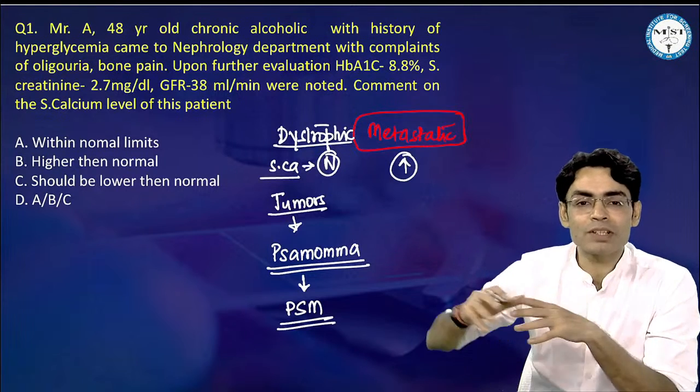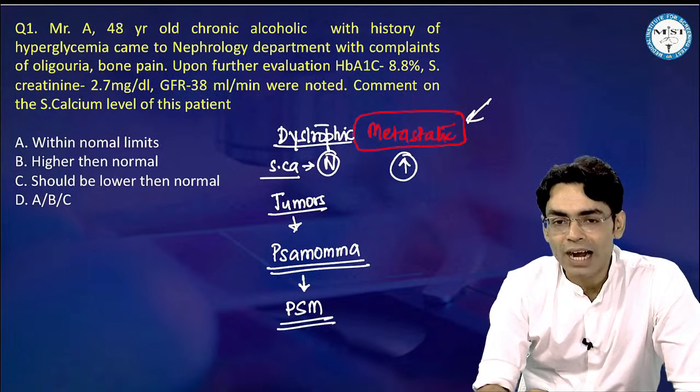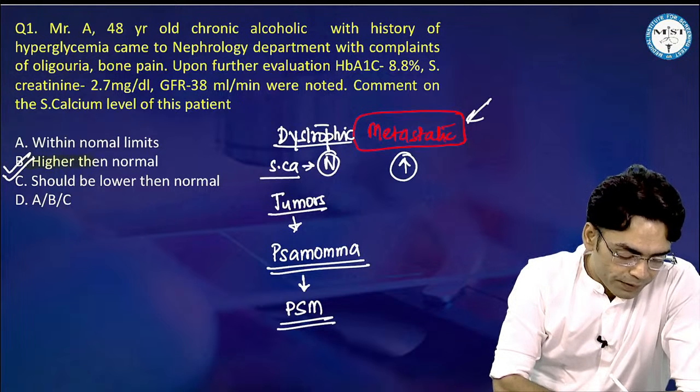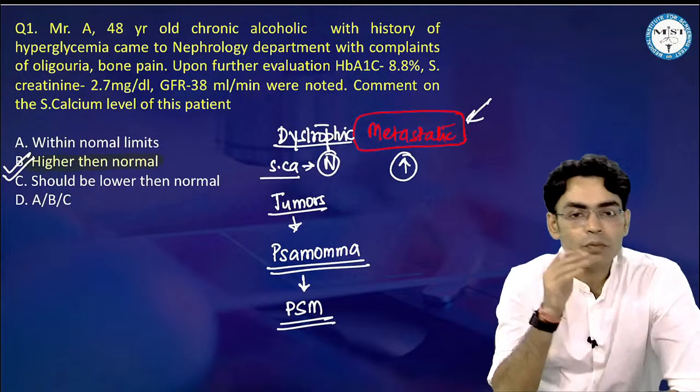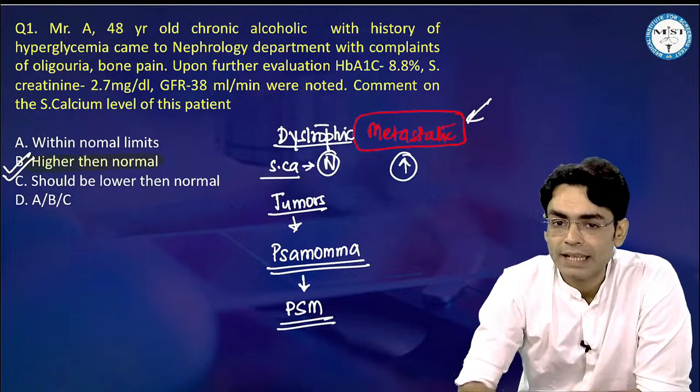Here, because they're asking about a chronic kidney issue, the answer has to be B, higher than normal. Eventually it would be higher than normal because of excess working of the parathyroid hormone.